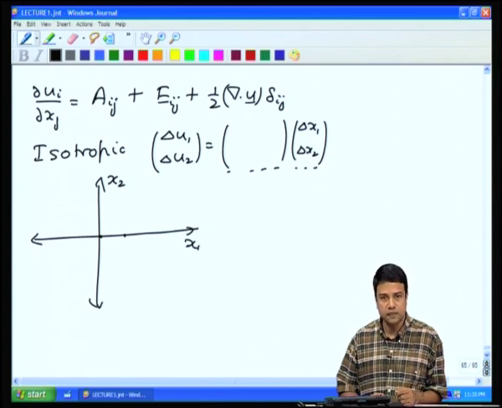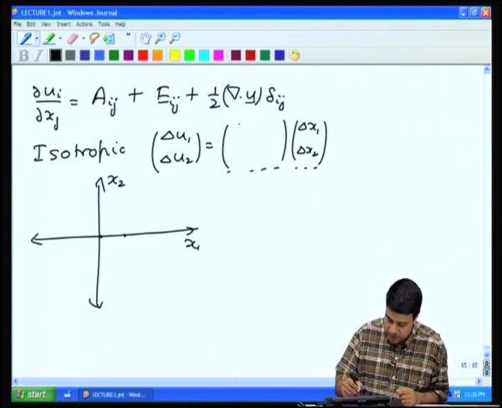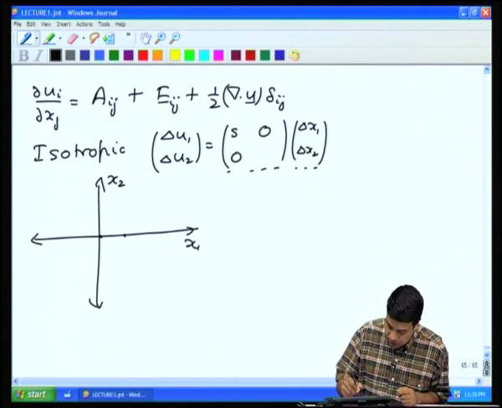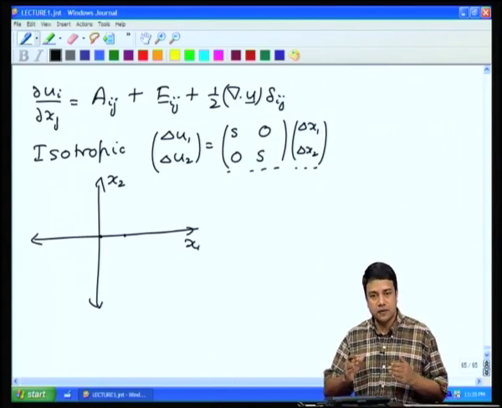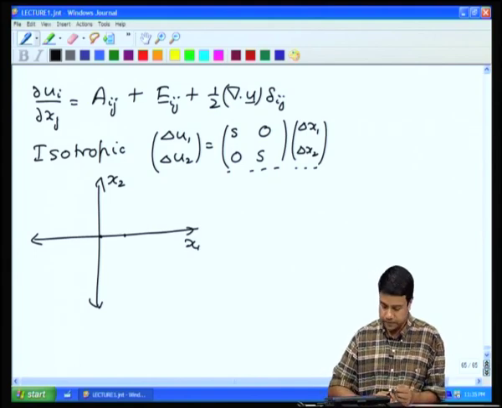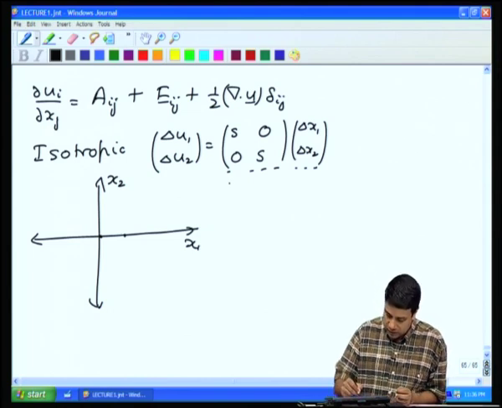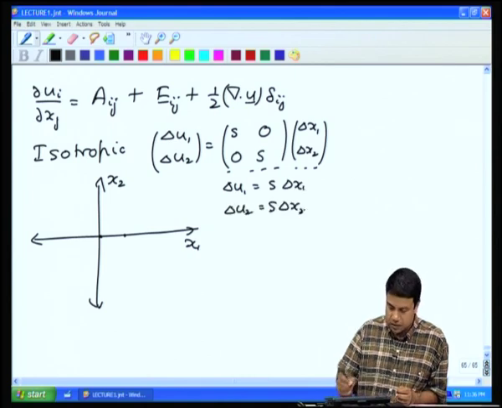The off diagonal elements for the isotropic matrix are 0. Let me, for simplicity, call the diagonal elements S, and the off diagonal elements are 0. So, this is the kind of deformation I will get, the difference in velocity when I travel a small distance delta x 1, delta x 2 in the 2 directions. You can easily simplify this to get the velocity difference delta u 1 equal to s delta x 1, and delta u 2 equal to s times delta x 2.